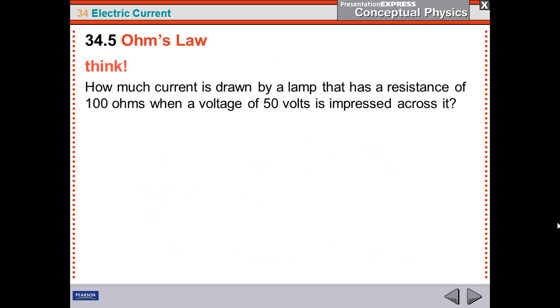There is a think question for you. You can use the mathematical formula of Ohm's law. How much current is drawn by a lamp that has a resistance of 100 ohms when a voltage of 50 volts is impressed across it? Can you answer this question?